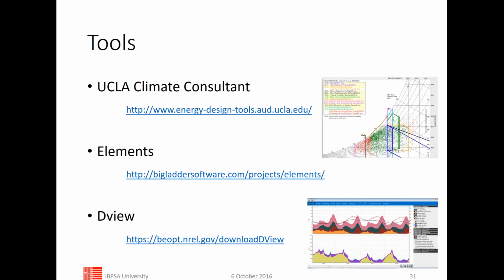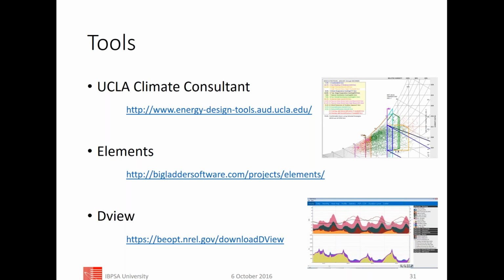UCLA's Energy Design Tools group in the architecture department has a set of tools. One of them, called Climate Consultant, allows you to do psych charts like this. You can bring in a weather file and plot it, and also be able to look at passive scenarios that you can't quite see on the plot, but it's showing different ways that you can approach that, and that's what the lines on the side chart are showing.